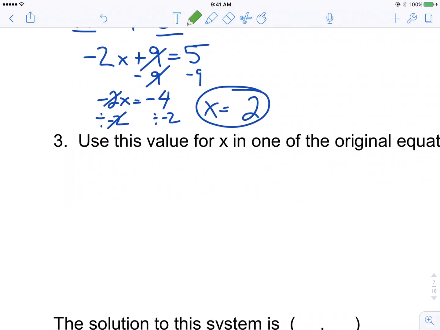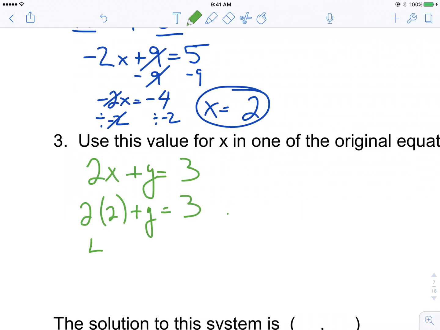If I take that value of x, 2, and put it into my first equation, which is 2x plus y is equal to 3, I'm going to substitute in x: 2 times 2 plus y is equal to 3. 4 plus y is equal to 3. Subtract 4, and y is equal to negative 1.